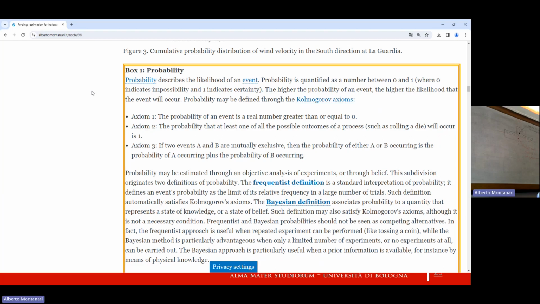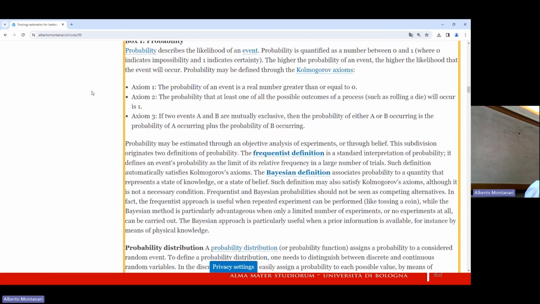Of course, sometimes when we talk about probability, we can talk in terms of percentages or in terms of fractions of the number 1. Okay.